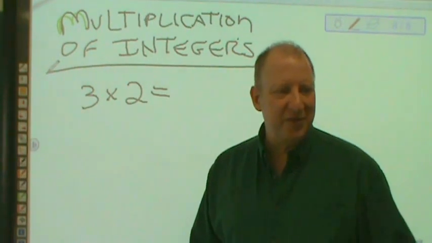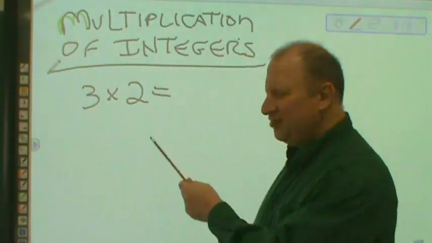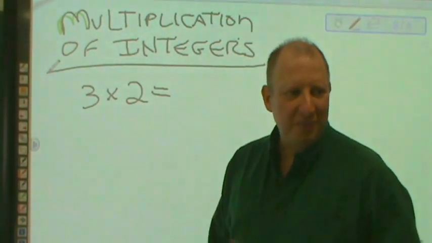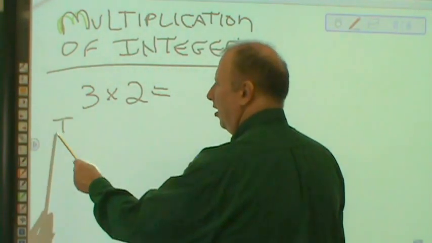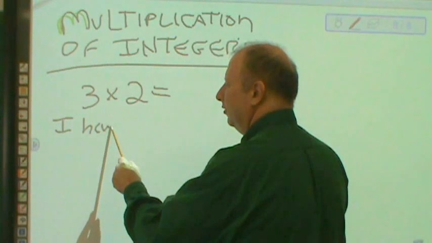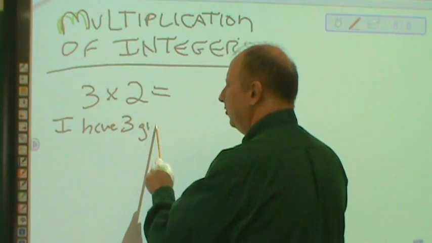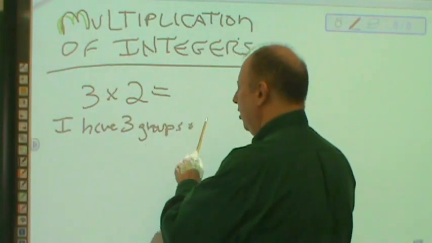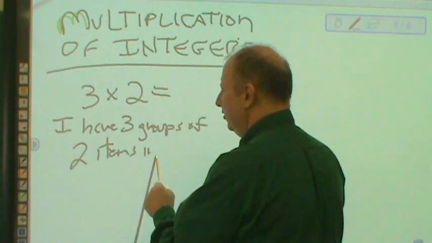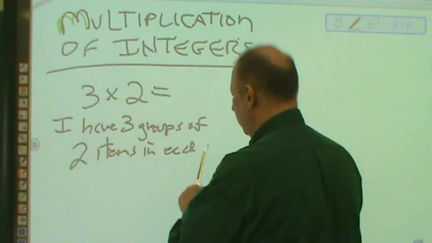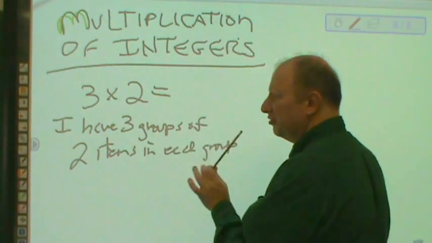I'm going to do multiplication of integers. As easy as this may seem, you learned this in the second grade, 3 times 2. Let me re-explain what this means. I have 3 groups of 2 items in each group. That's all it means.